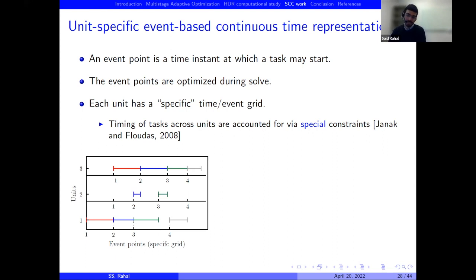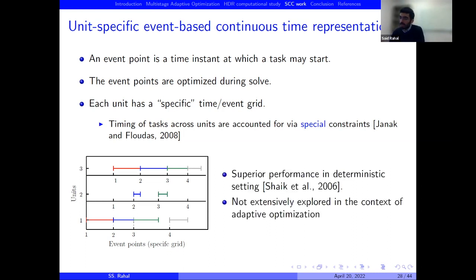So, an example, this is a very schematic, simple example. We have 3 processing units, and we have a 4-point event grid. So we see that the grid points 1, 2, 3 in each unit are different. They're not correlated, they're not the same. This decorrelation is the source of the superior performance of this continuous time representation in the deterministic setting. And this was very clear in a not comprehensive, but extensive computational study. And we found that it was not extensively explored in the context of adaptive optimization. So that was the motivation to do this work.